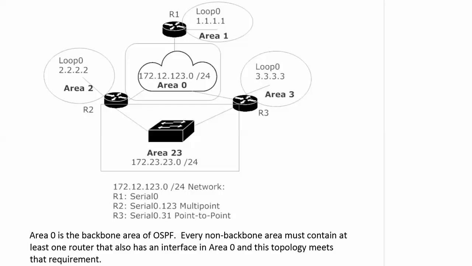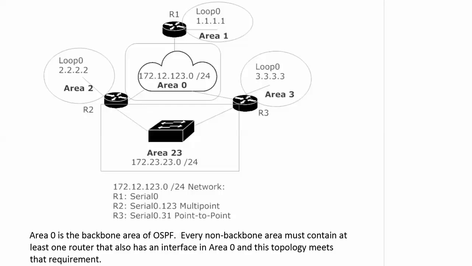Now area 0, that's our backbone area of OSPF. And in an exam this might happen, but of course in a production network it is going to happen, where you're the one looking at the diagram and saying, okay, here's what I've come up with. Is this legal? Is this going to work? Well, the deal is that every non-backbone area must contain at least one router, not entirely contain it, but just have one interface from that router that also has an interface in area 0. This topology meets that requirement.